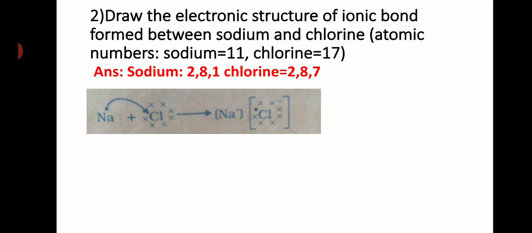Okay, so you have to draw the electronic dot structure of sodium chloride compound. What is the atomic number of sodium? It is 11, and chlorine it is 17. So this is the electronic dot structure. Sodium donates one electron and chlorine receives one electron and it becomes stable.